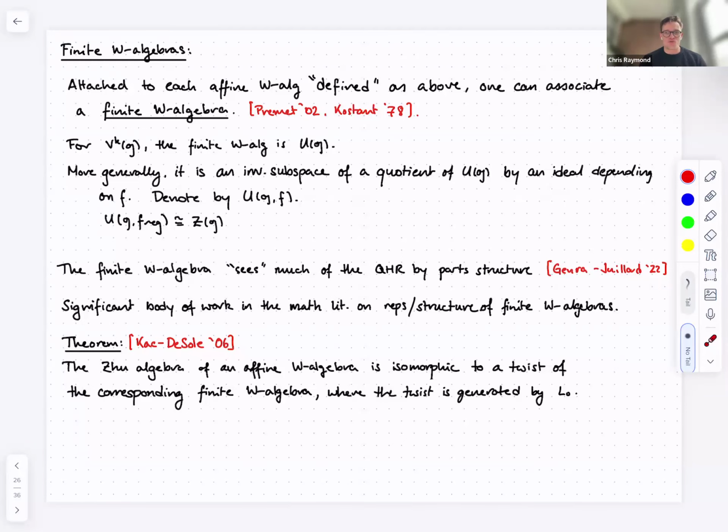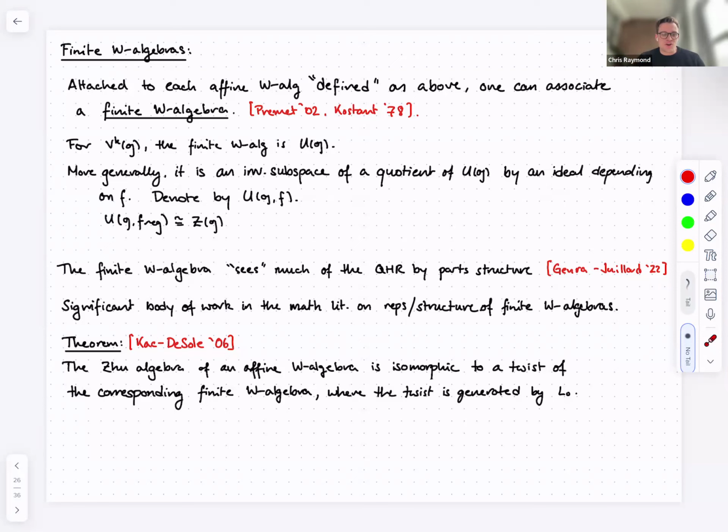Now, I've gone on for a long time about this seemingly different approach to things, or wildly different topic. But these two things are linked. There's a very nice theorem by Kac and De Sole from 2006, which says essentially the following. The Zhu algebra of an affine W algebra, by this I just mean one of my Hamiltonian reductions, is isomorphic to a twist of the corresponding finite W algebra, where this twist is generated by what they call a Hamiltonian operator. In our case, there's going to be some automorphism that we can generate using L0.